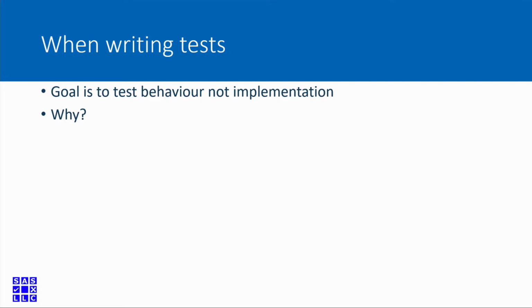Of course. So what's behavior based on? The behavior that we want is based on the requirements, right? We all know requirements change, but our implementation probably changes a lot more rapidly than our requirements, right? So if we test the behavior, then we're not going to have to update our tests constantly every time we want to change the implementation. That's the main reason.